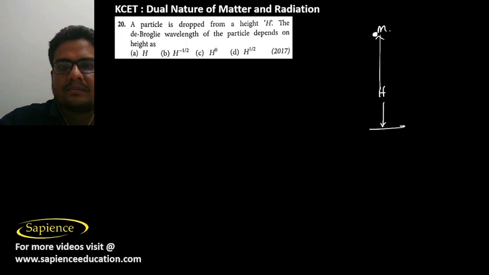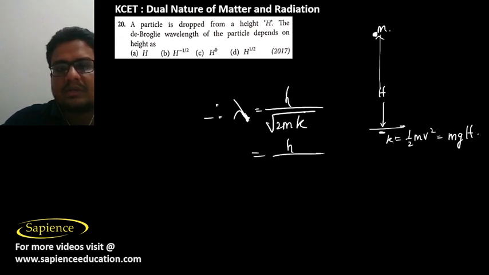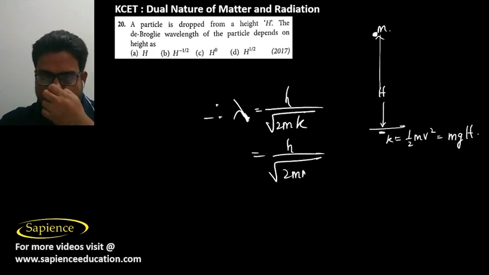So then kinetic energy when it will reach the ground will be equal to half mv square, that is equal to mgh. Therefore, the de Broglie wavelength of this particle will be equal to h by root over 2m into kinetic energy. So that is h by root over 2m into mgh.